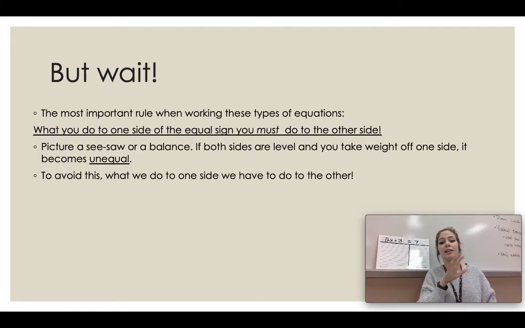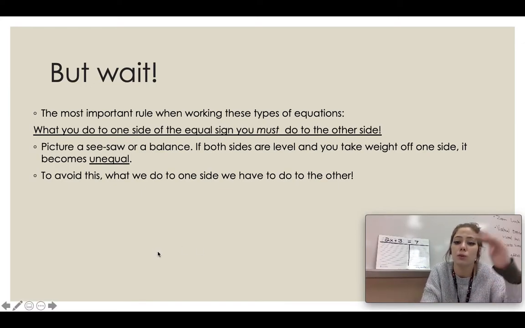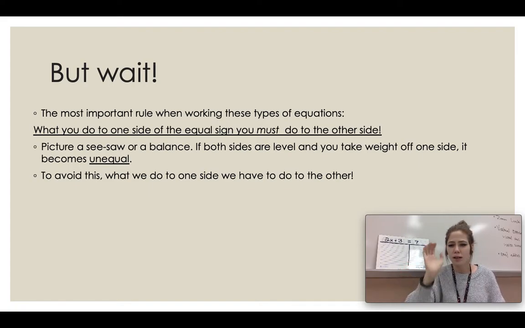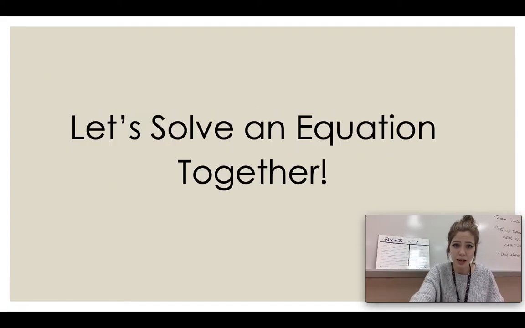But like we had last week, we really need to make sure we understand that what we do to one side of the equal sign, which in this case is this line, we need to do to the other side of the equal sign. Like I said, if you picture a seesaw, both sides need to be nice and balanced. If they're not balanced, then the equation becomes unequal and in fact false. If we have a false equation, obviously we don't get our answer. So that being said, let's solve this equation together using algebra tiles.